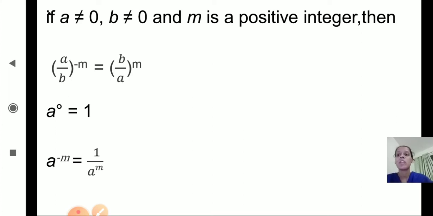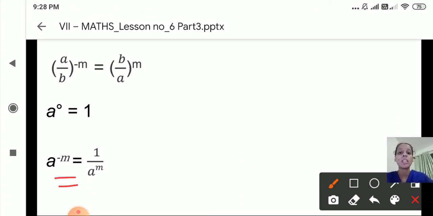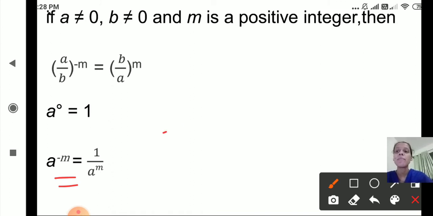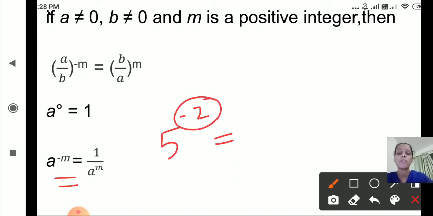I will show you one example based on the third formula, a raised to minus m. Suppose it is given 5 raised to minus 2. So how will you convert this negative index into positive form? How will you write it? 1 upon 5 raised to 2. In this way you will convert the negative index into positive. You write this number in the denominator, so it becomes 1 upon 5 raised to 2.